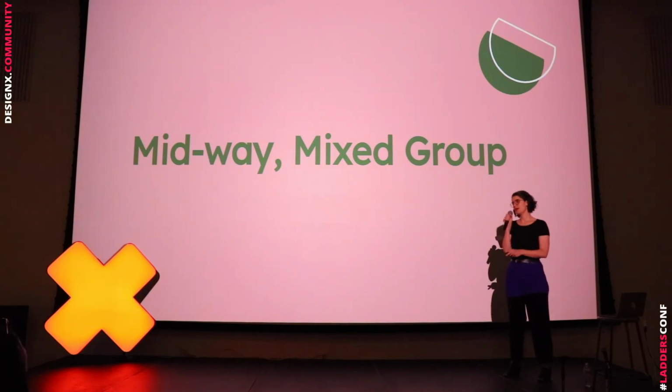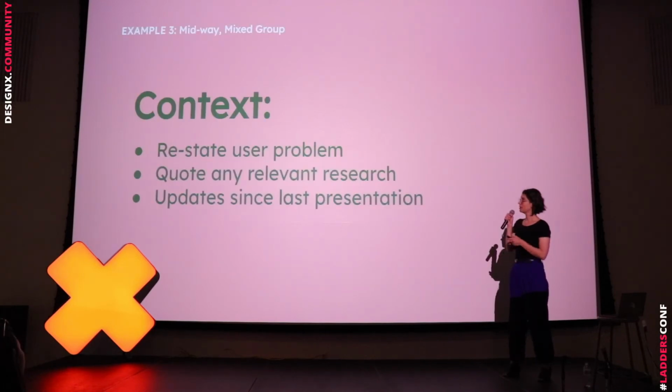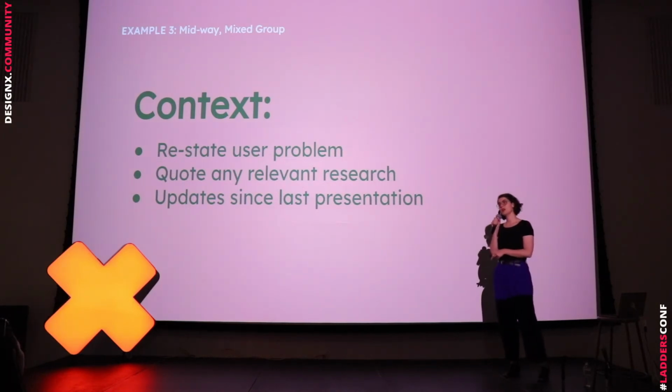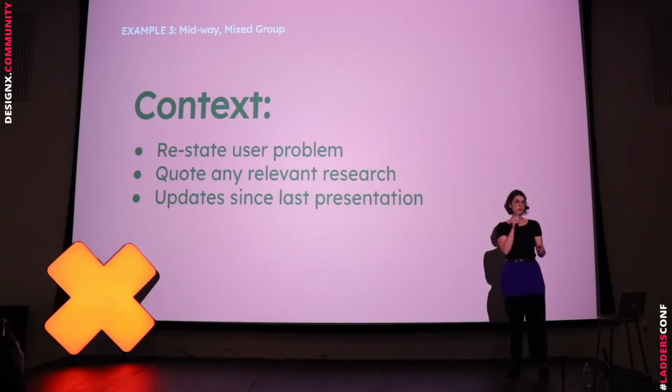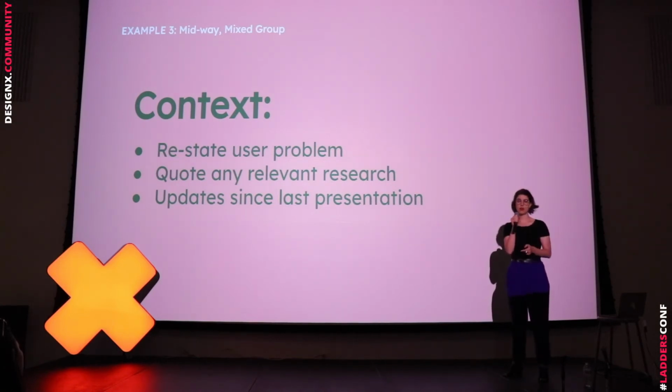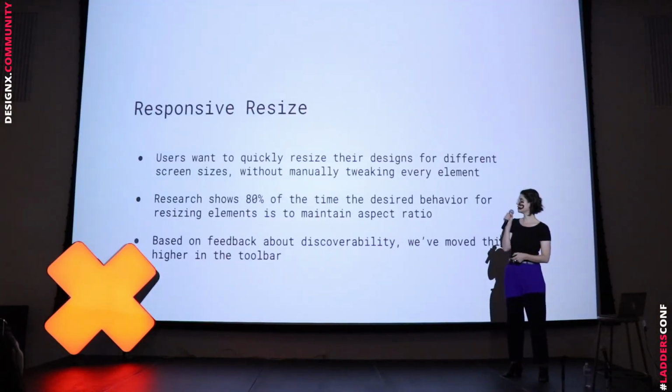Cool. So what about if it's midway through the process, you've done several iterations, and you're presenting to that same mixed group of folks? The context you would give is, again, to state the user problem, quote relevant research, and then this is an appropriate time to talk about any updates since a prior review. So if you're presenting to a group of people that some of them may have seen the work before, then it's really helpful to reference any changes that you've made since the last time they saw it so that they know specifically. So here's a setup slide.